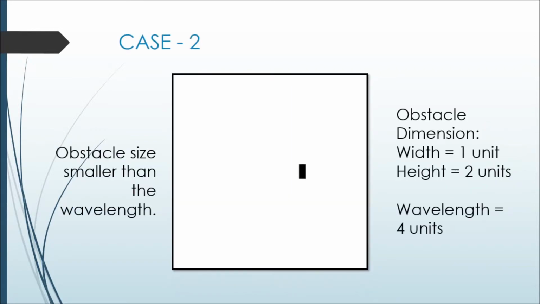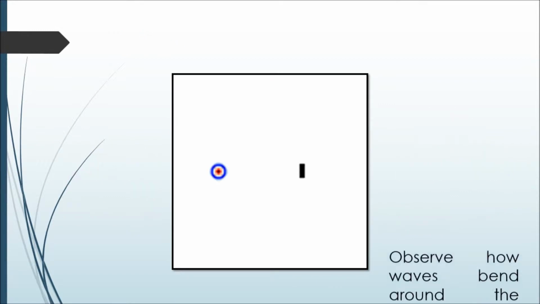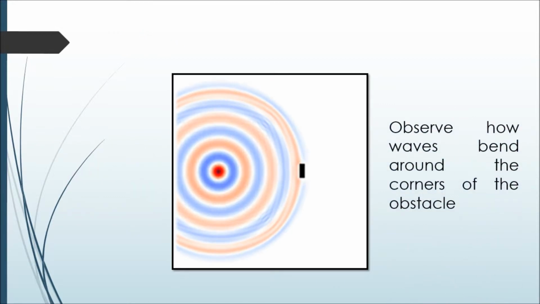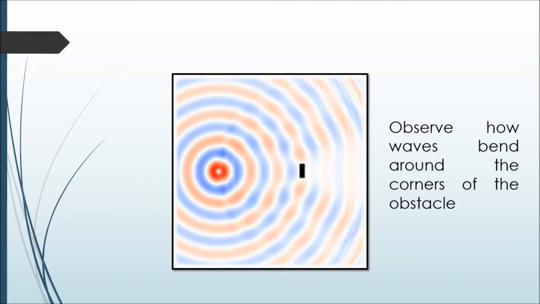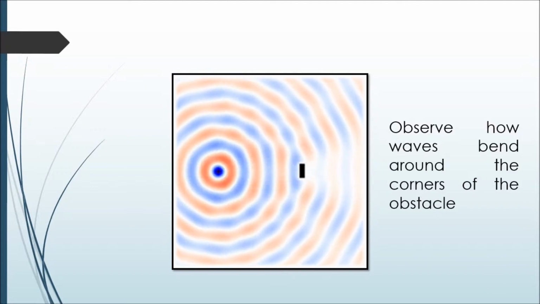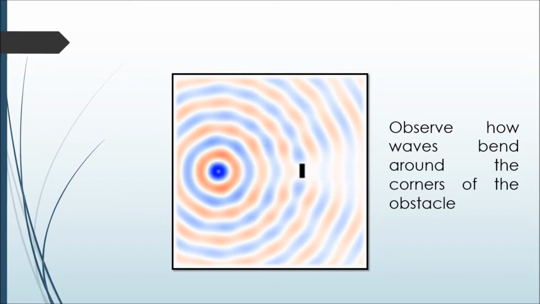So this is the second case where we have increased the obstacle size, but it is still less than the wavelength of light. So again you can see diffraction and the bending of the wave around the corners of the obstacle.